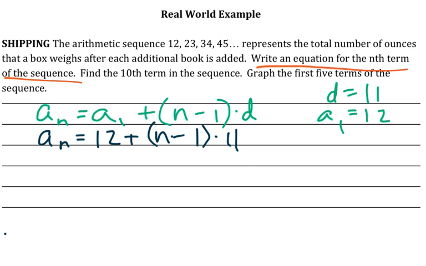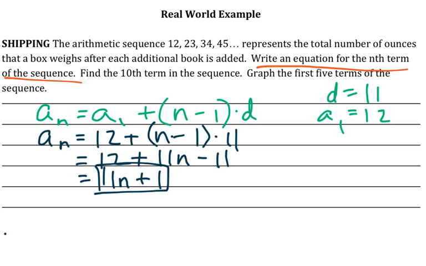Now we could leave it in this form if we want, but we'll simplify, and I'll write 12 plus 11n minus 11. I'll bring the variable term in front, 11n, plus 1, once I do 12 minus 11. So there, we've come up again with a general catch-all equation for the nth term of the sequence.